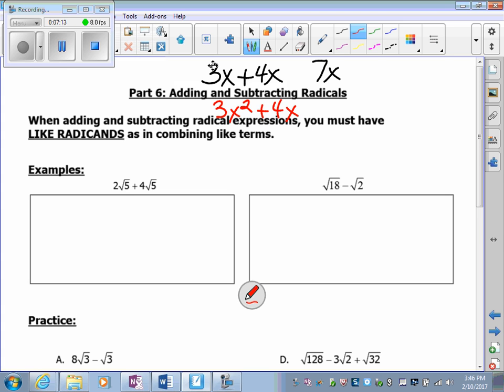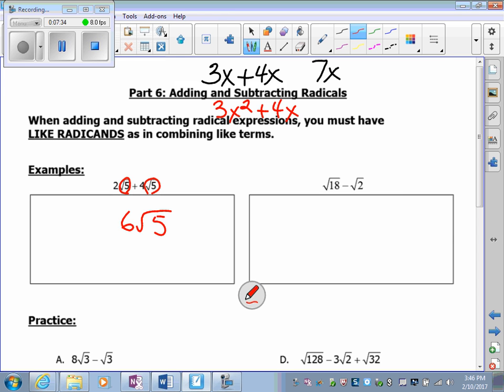So if I look here, the first thing that you have to look for is the radicand. Oh good, they're the same. And you just add or subtract the numbers in front. So we would say, oh, what's 2 plus 4? And we would get 6 radical 5. That's our final answer.